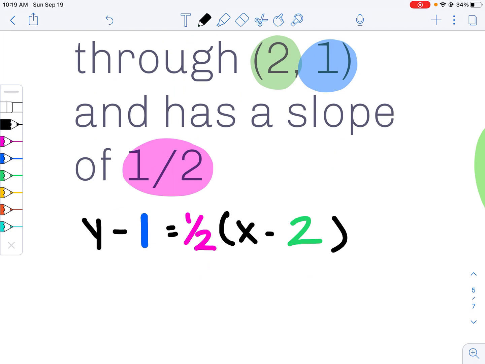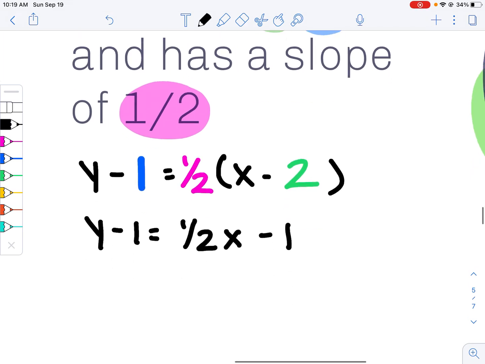If I want to get it into slope-intercept form, now I'm going to do a little algebra. When I add that 1 over, I'm left with 1/2 x.